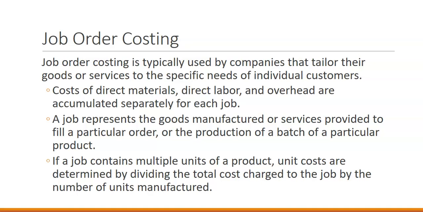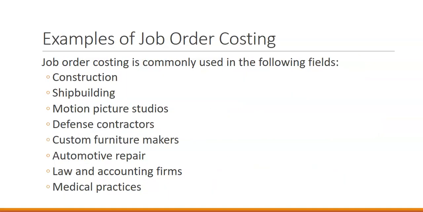So in job order costing, we're going to talk about individual jobs. A job is whatever we need to fill a particular order for services or products, and we apply costs to each individual job. We consider jobs to be individual products for people. Some examples of companies that use job order costing are construction companies, movies, furniture makers, automotive repair, law firms, accounting firms, doctor's offices, dentist offices.